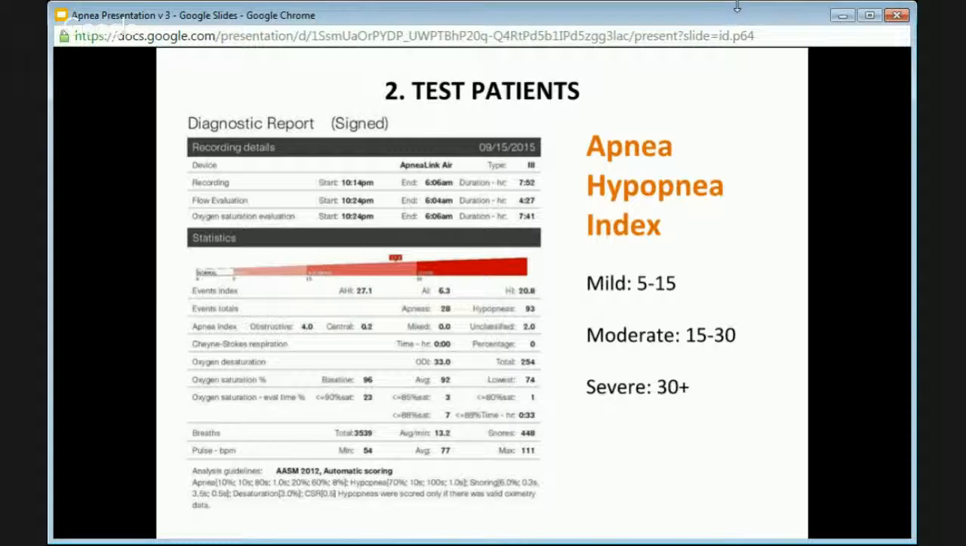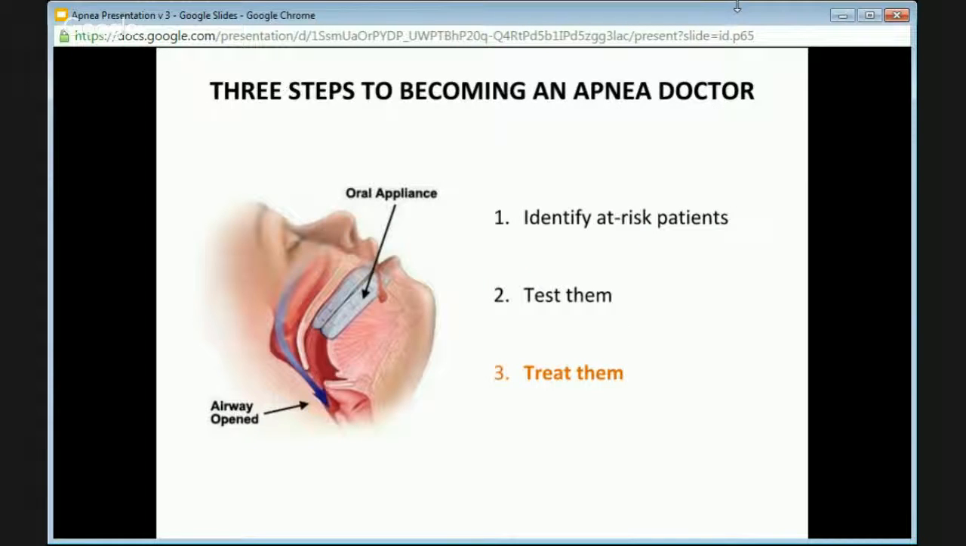Moderate is actually, I messed up there. It's 16 to 30. Okay. And severe is anything above 30. All right. So that's how you want to look at the test and read it, and that'll help you with it.